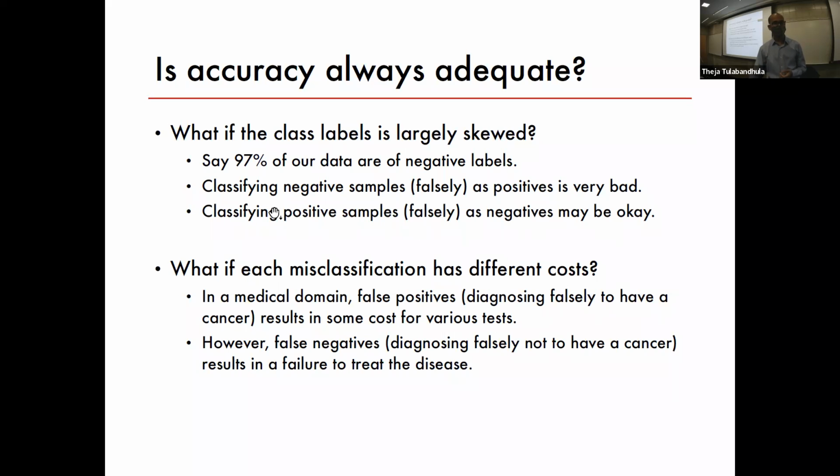Then classifying negative samples falsely as positives is very bad, right? Because most of the data is negative. If you classify negative samples falsely as positives, it's very bad, whereas classifying positive samples falsely as negatives may be okay. Which I just mean that if you're saying something is positive, but it is actually negative, okay. Am I correctly saying this?